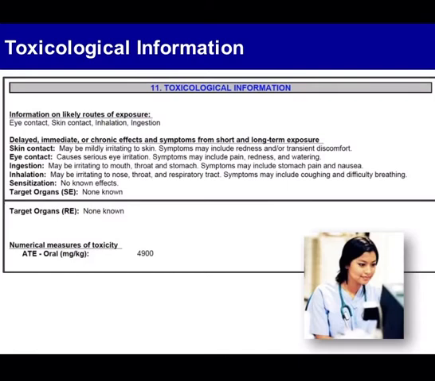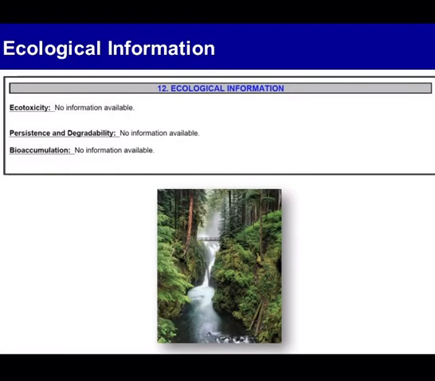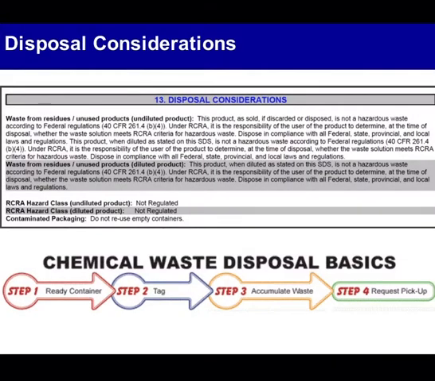Any known or suspected acute or chronic toxicity caused by the product is reported in the Toxicological Information section. The Ecological Information section reports the impact of the product spills or other emissions on the environment. Precautions needed to dispose of a product are provided in the Disposal Considerations section.